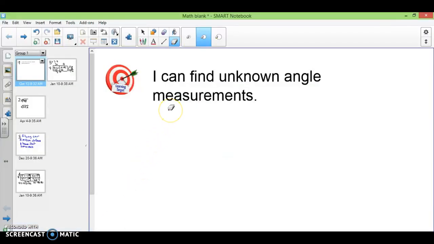Learning target: I can find unknown angle measurements. So let's get right to it.